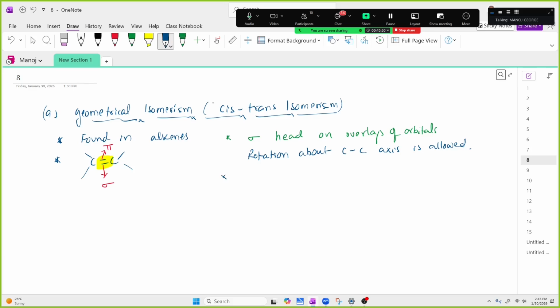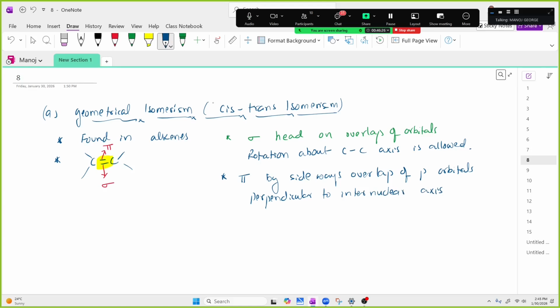But when it comes to pi bond, there is a problem. If you remember, pi bond is by sideways overlap of p orbitals. Give me yes or no if you remember this. Which is perpendicular to the internuclear axis. Do you remember this? You studied this in the chapter of bonding.